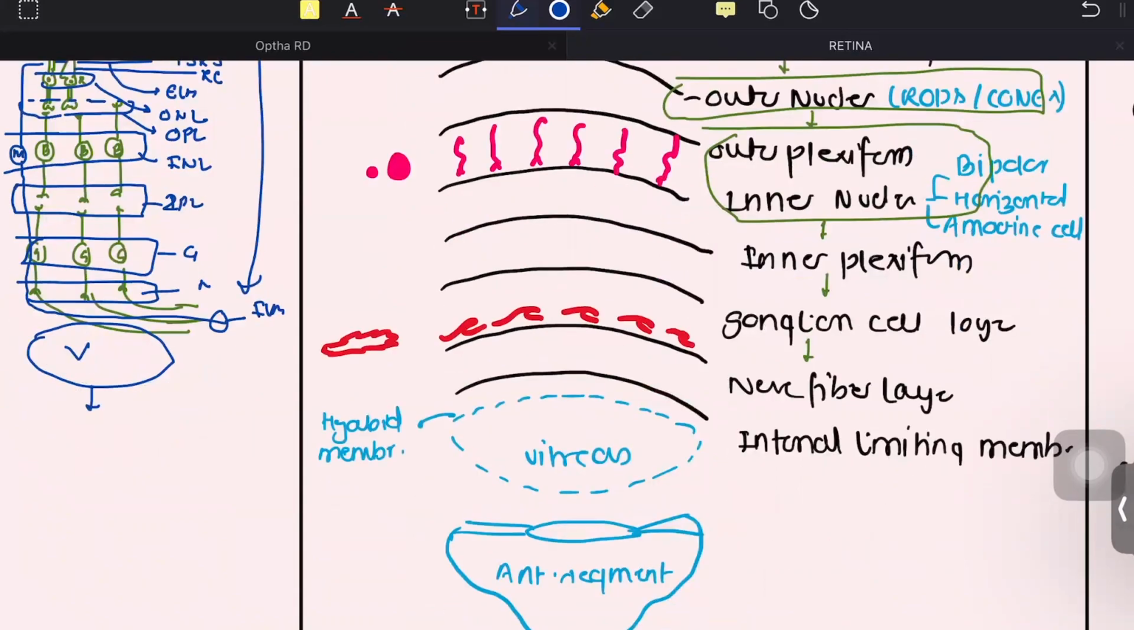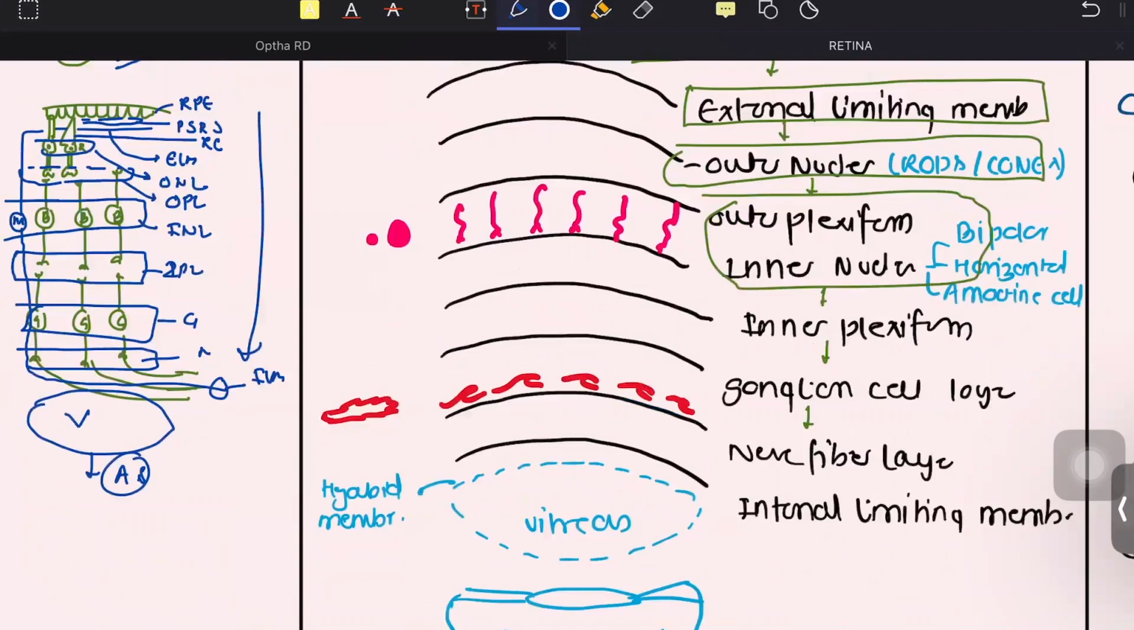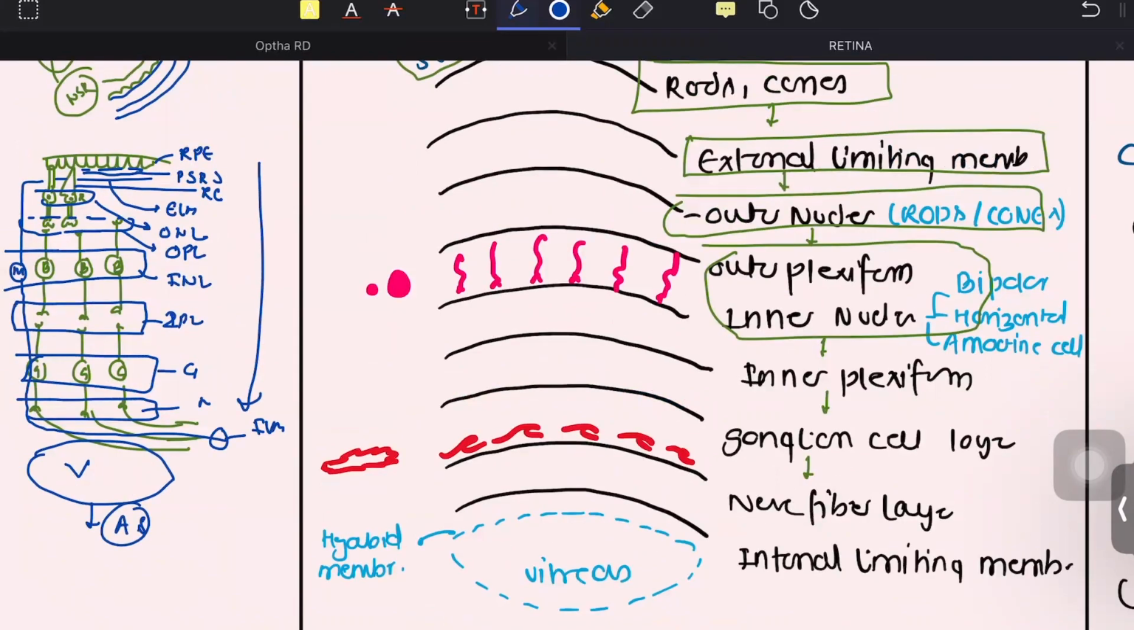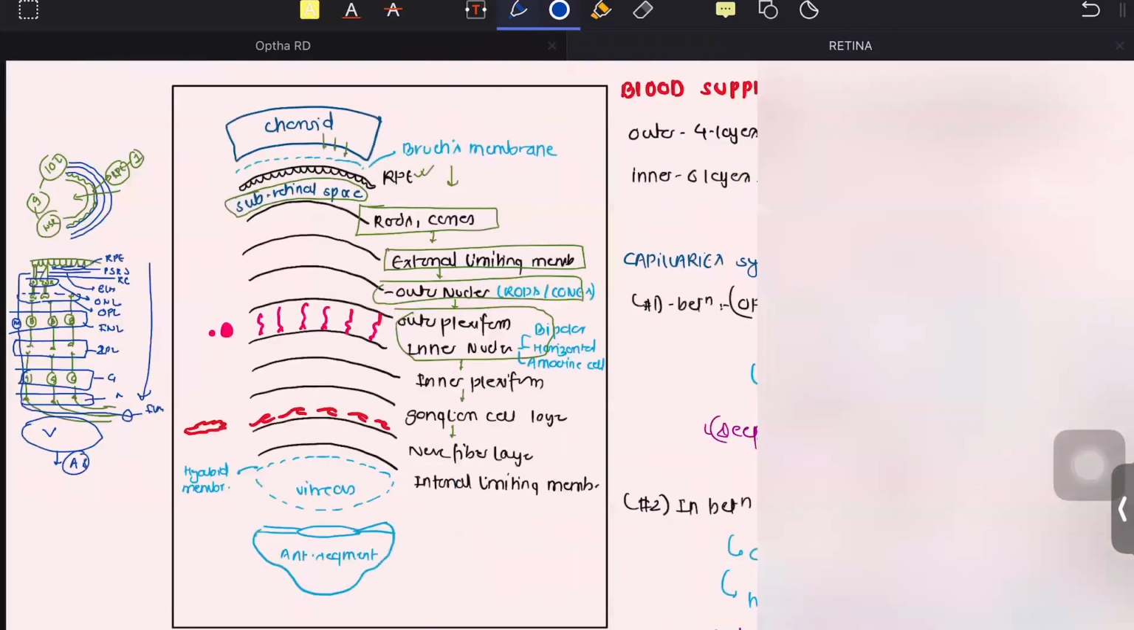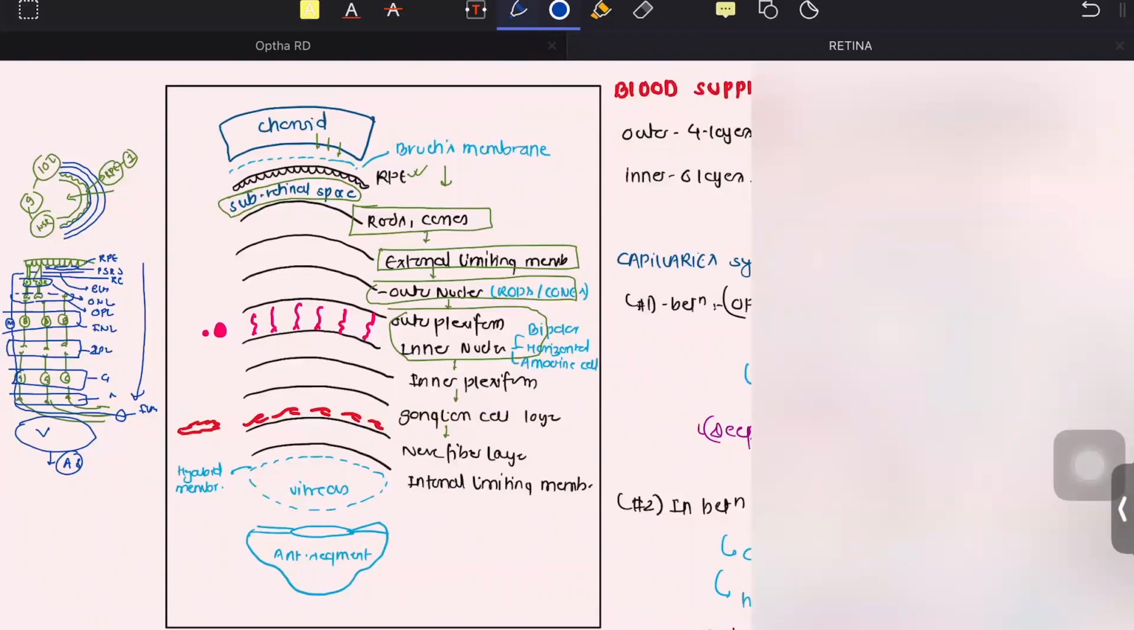Just anterior to the vitreous, we can see the anterior segment of the eye. The portion which is seen behind the lens, this whole portion, is called the posterior segment of the eye, and the segment of the eye which is seen anterior to the lens is the anterior segment of the eye. So the retina particularly lies in the posterior segment of the eye.